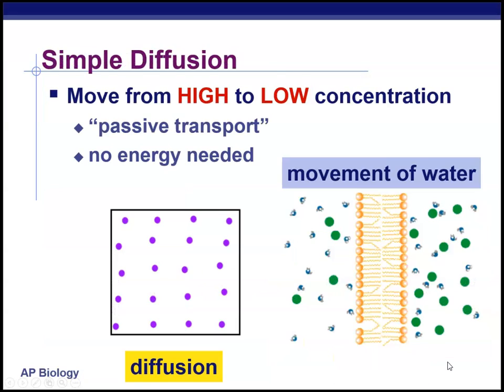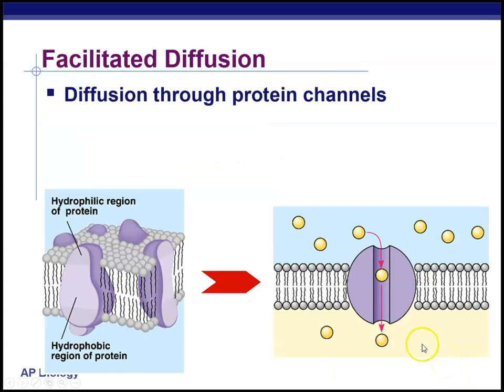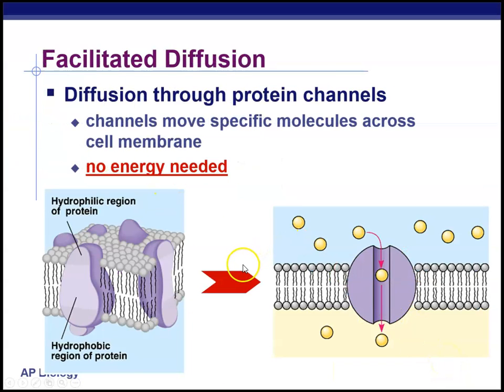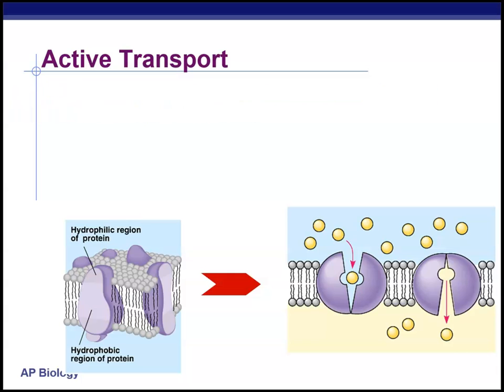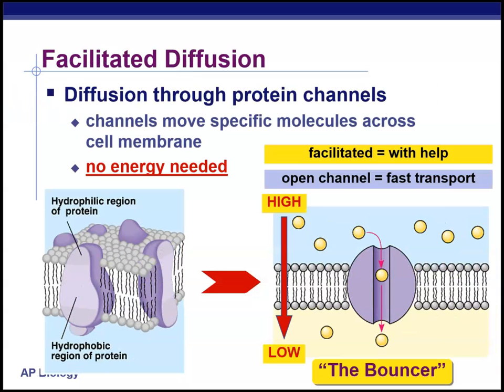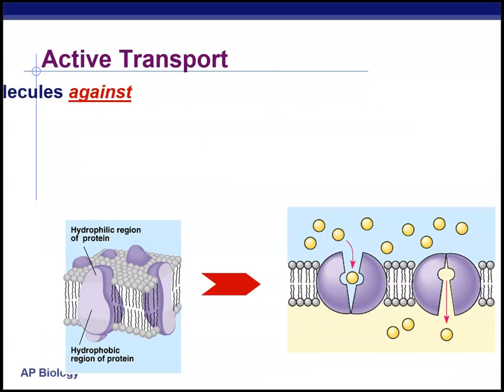All right, so let's review. For simple diffusion, we have regular diffusion of molecules. We have the special diffusion of water molecules called osmosis. And then facilitated diffusion when molecules go through a facilitator or a protein. All three of these do not require ATP, therefore they are a form of passive transport. They all move from high to low, high concentration to low concentration.